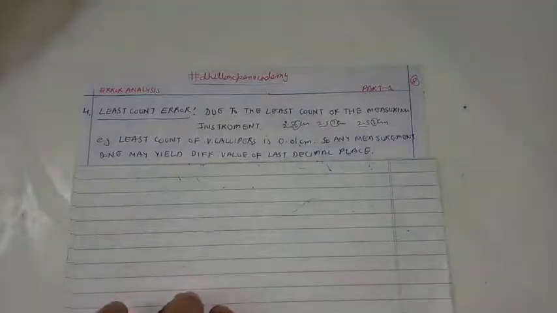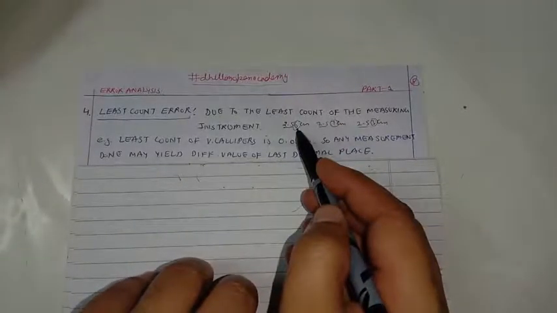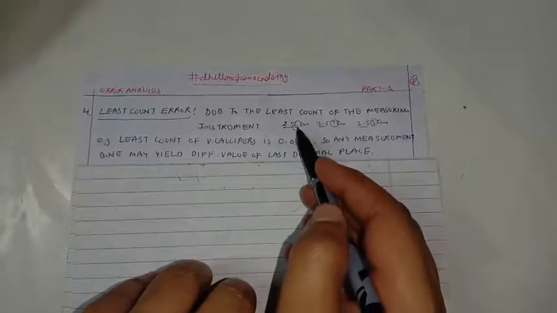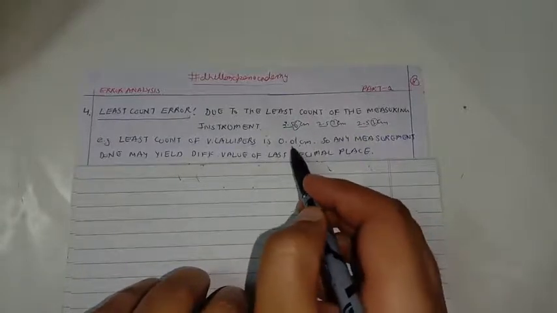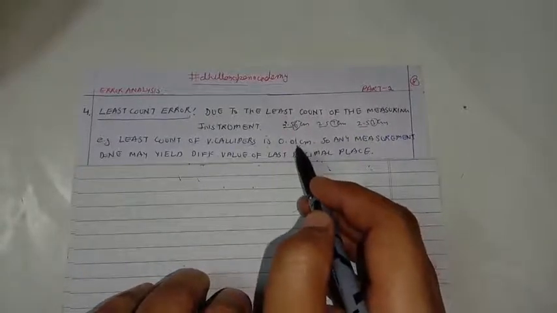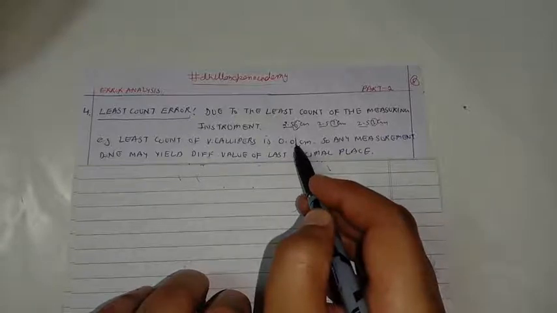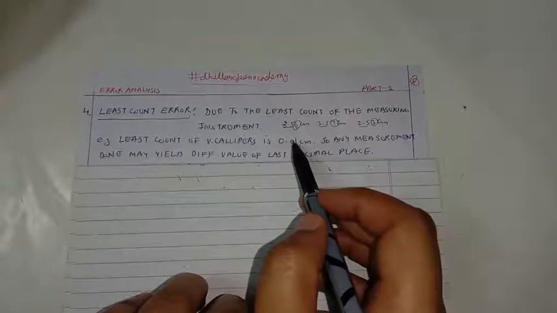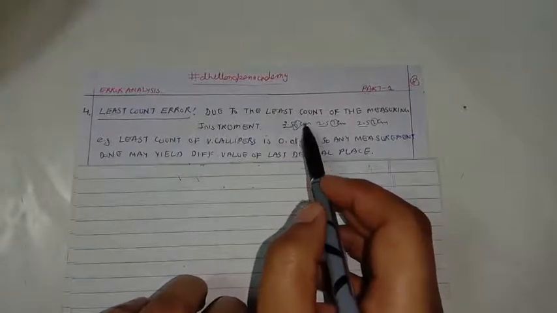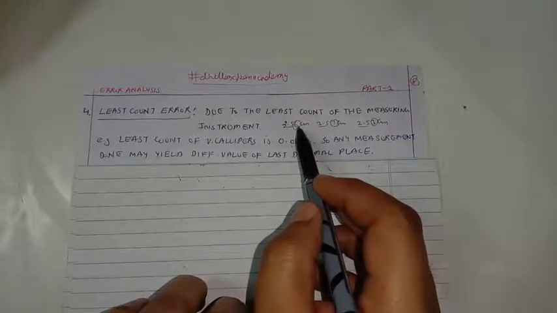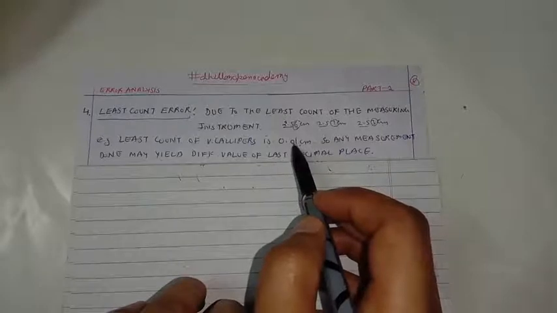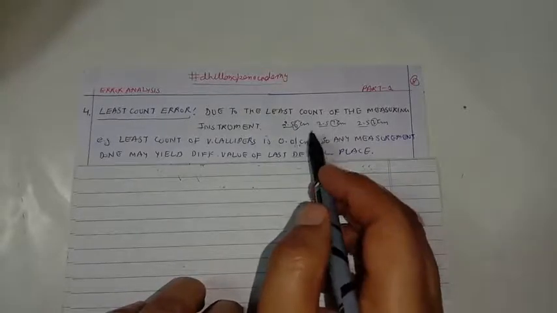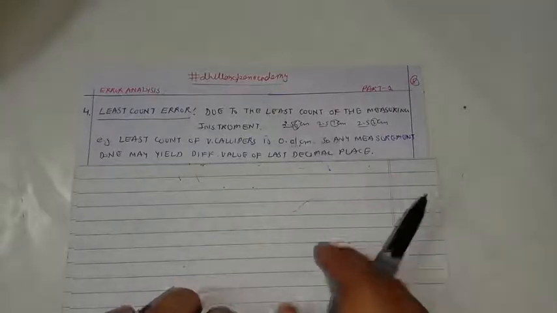This means that this last digit, which is present at the second decimal place, is also the resolution of the least count of the vernier caliper, which is also up to the second decimal place. So these kinds of error due to the least count of the vernier caliper, where the digit present at the same decimal place as that of the least count can change, we call the least count error.